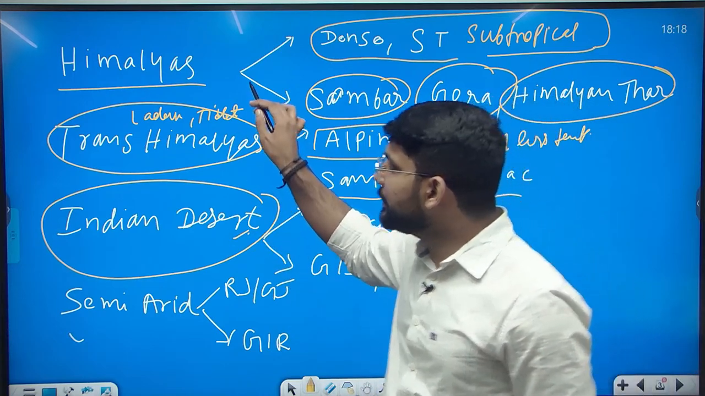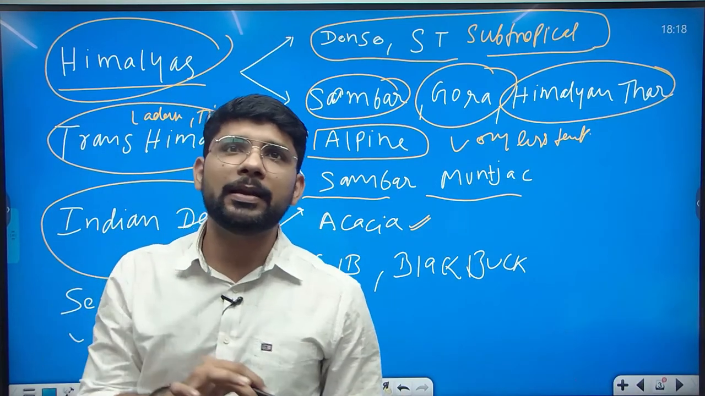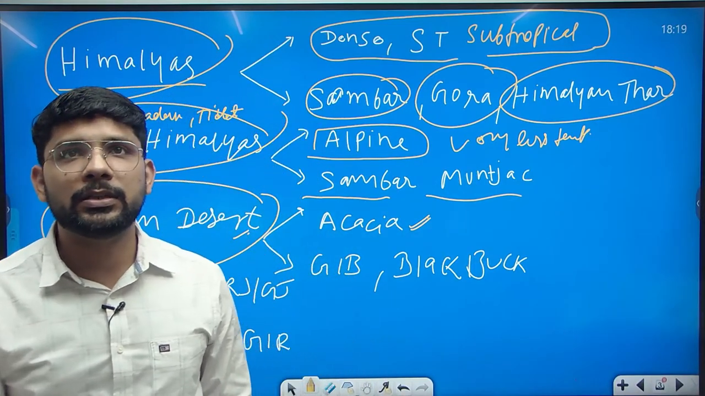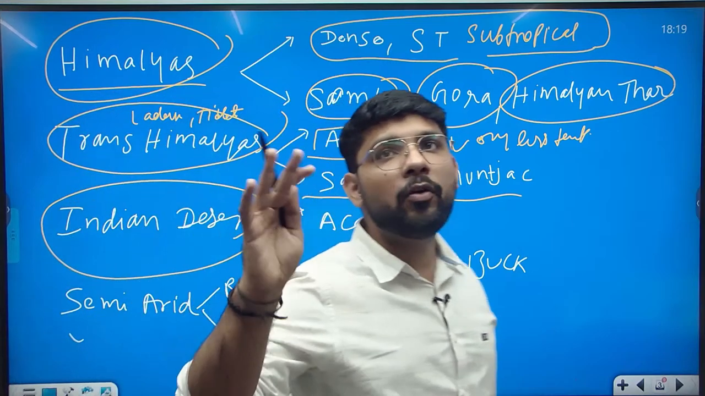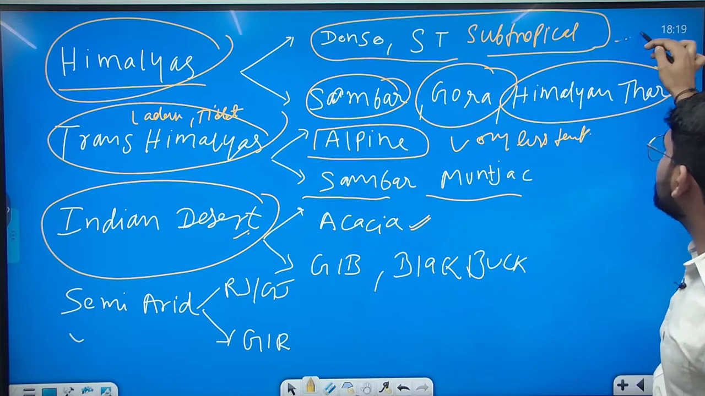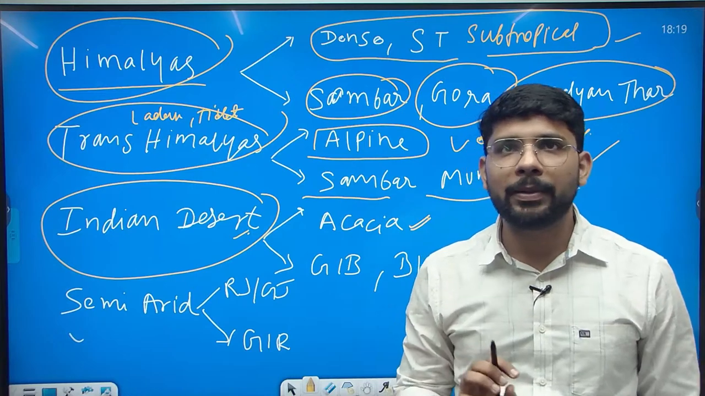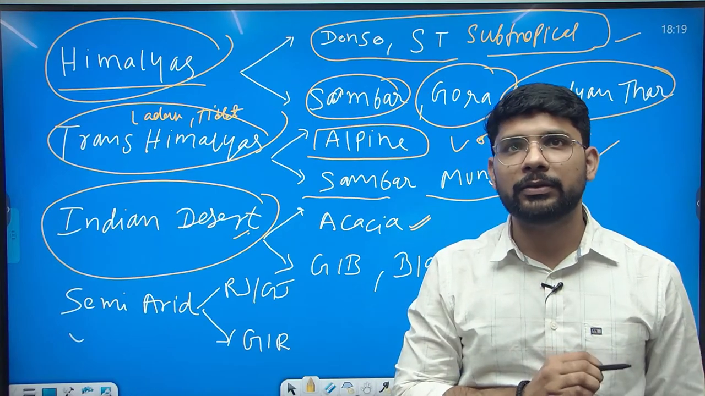So you need to list down different regions, the Himalayan regions, Trans-Himalayan regions, Indian desert regions, and which kind of flora and fauna are present in those regions. So you need to list out with examples. Without examples, this question is not complete. So you need to write the different kinds of examples.